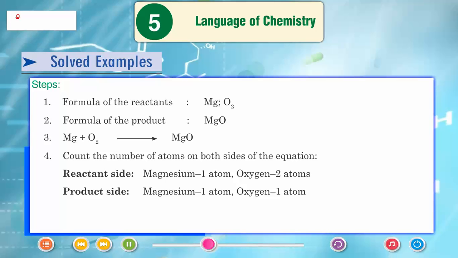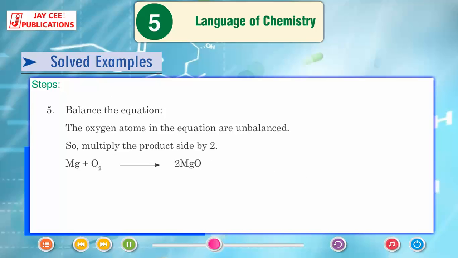4. Count the number of atoms on both sides of the equation. Reactant side: magnesium 1 atom, oxygen 2 atoms. Product side: magnesium 1 atom, oxygen 1 atom. 5. Balance the equation. The oxygen atoms in the equation are unbalanced. So, multiply the product side by 2. Mg plus O2 gives 2MgO.